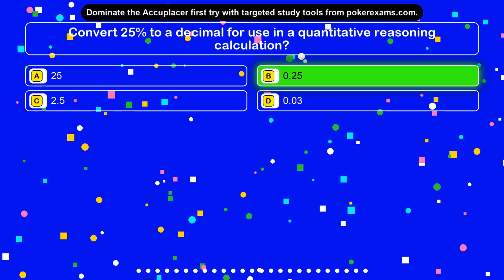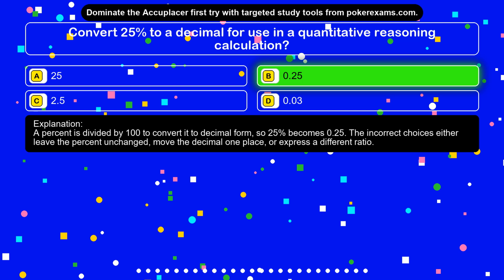The correct answer is option B, 0.25. A percent is divided by 100 to convert it to decimal form, so 25% becomes 0.25. The incorrect choices either leave the percent unchanged, move the decimal one place, or express a different ratio.